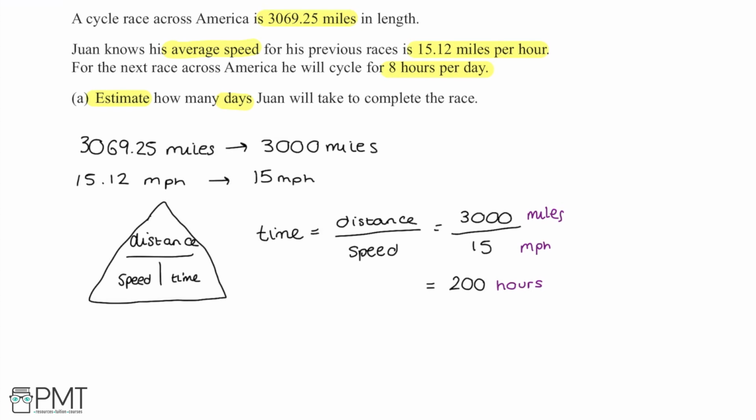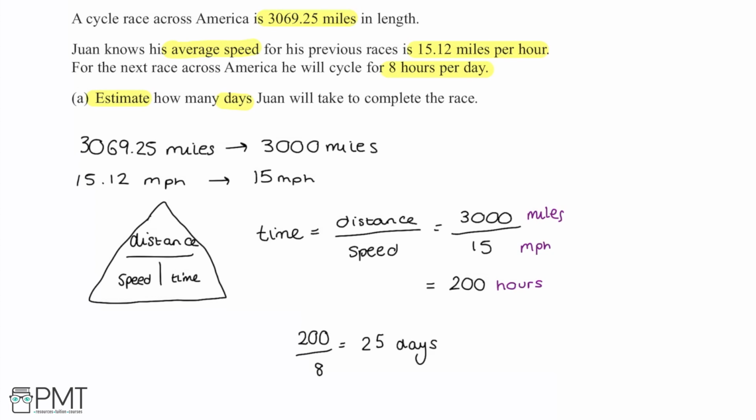We then need to work out how many days this is going to take Juan, and if he is doing 8 hours of cycling per day, then we can simply take this 200 and divide it by 8 to work out how many days it's going to take with 8 hours of cycling each day. So 200 divided by 8 is going to give us an answer of 25. So 25 days is the estimated value that it will take to complete this race.